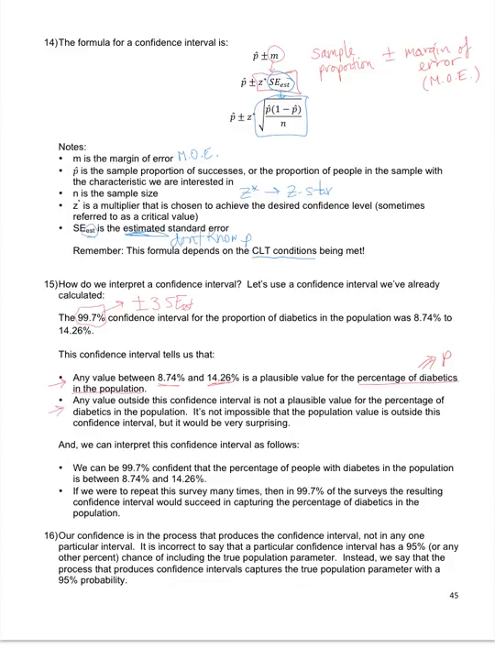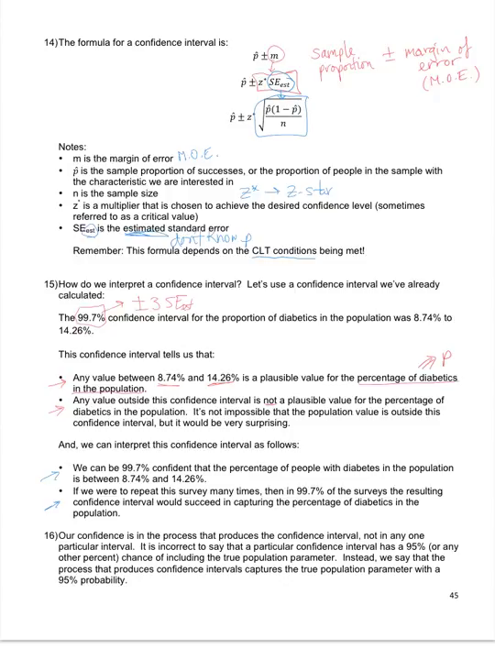Secondly, any value outside this confidence interval is not a plausible value for the percentage of diabetics in the population. It's not impossible that the population value is outside this confidence interval, but it would be very surprising if it were. We can interpret this confidence interval as follows: we can be 99.7% confident that the percentage of people with diabetes in the population is between 8.74% and 14.26%. We can also say if we were to repeat this survey many times, then in 99.7% of the surveys, the resulting confidence interval would succeed in capturing the percentage of diabetics in the population.